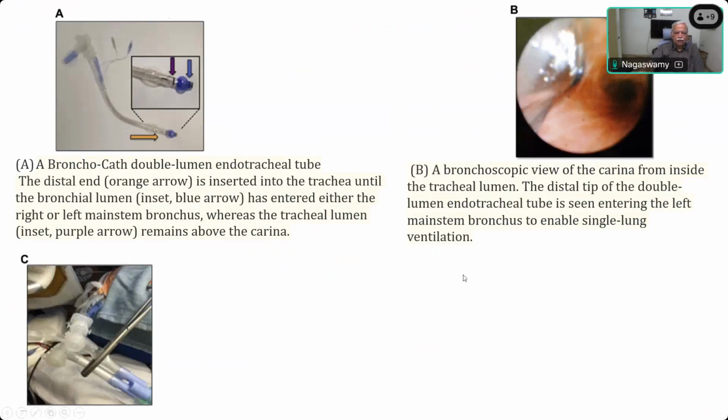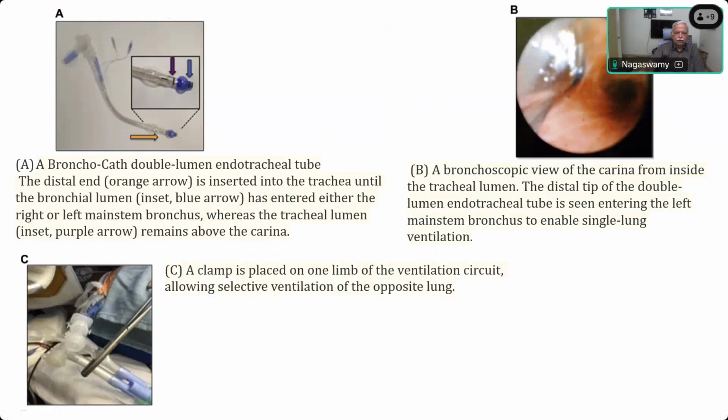What is this? Confirmation of one lung ventilation. Yes. The clamp is placed on one limb of the ventilation circuit, allowing selective ventilation of the opposite lung. So to identify whether you are able to ventilate both lungs or one lung, you apply the clamps to the connections.